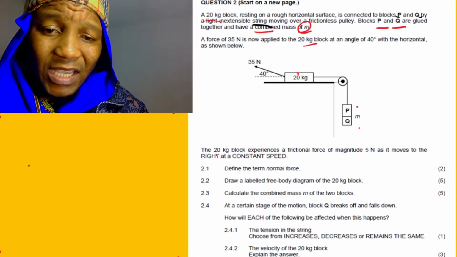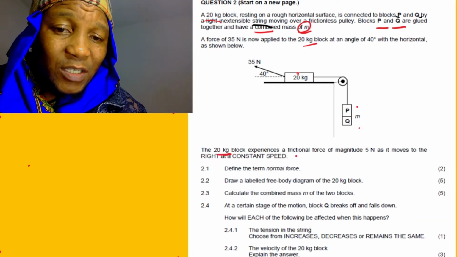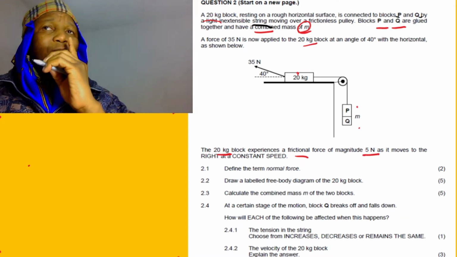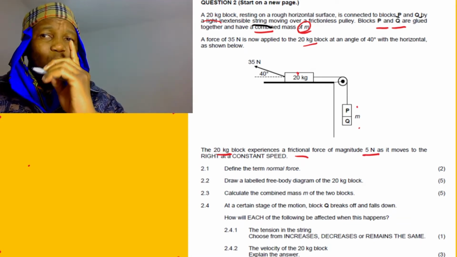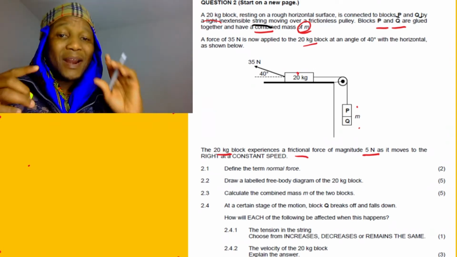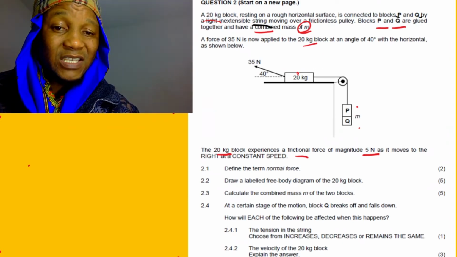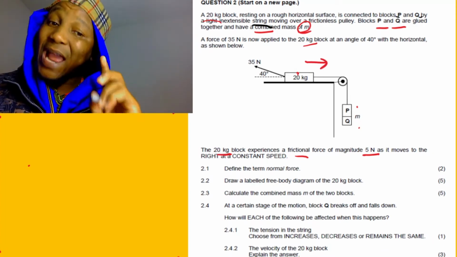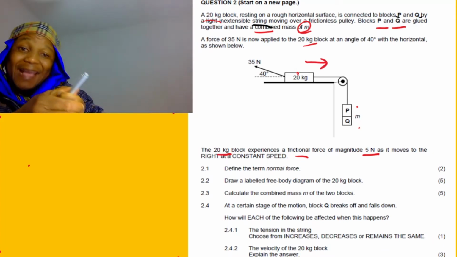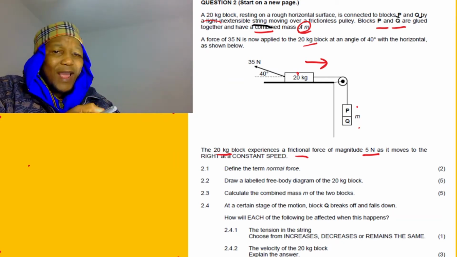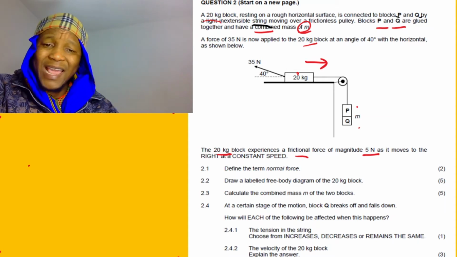They say the 20 kilogram block experiences a friction force of magnitude 5. So the friction force is 5. But we still want to know where the object is moving. We don't know yet, but roughly we know it's going to be moving this way. Assumptions, we don't know yet. That's what was pulling it back, like, hey, come back, please, don't go there. You understand? In an easy way.